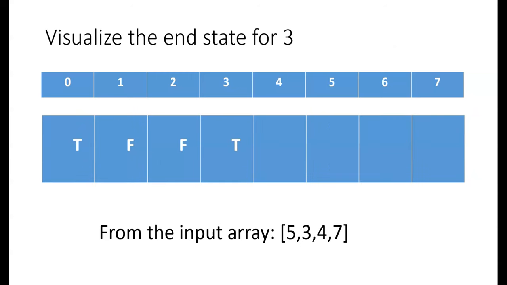Can 3 be formed? Yes. Can 4 be formed? Yes. Can 5 be formed? Yes. Can 6 be formed? Yes, 6 can be formed with 3 and 3. Right? If you have a 3, you add a 3 to it, 6 can be formed. Can 7 be formed? Yes, because 7 is there. Or you see that 4 is there and you add a 3 to it, you'll get 7.